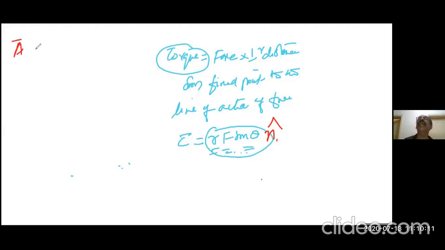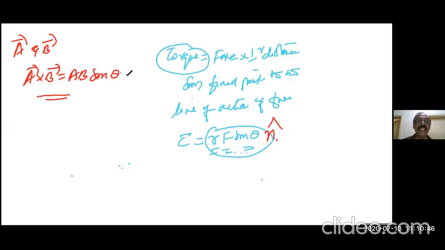If vector A and vector B are two vectors acting at an angle theta, then cross product can be written as A cross B is equal to AB sine theta, and here you have to mark a vector. This shows this AB sine theta product will be perpendicular to A and B.